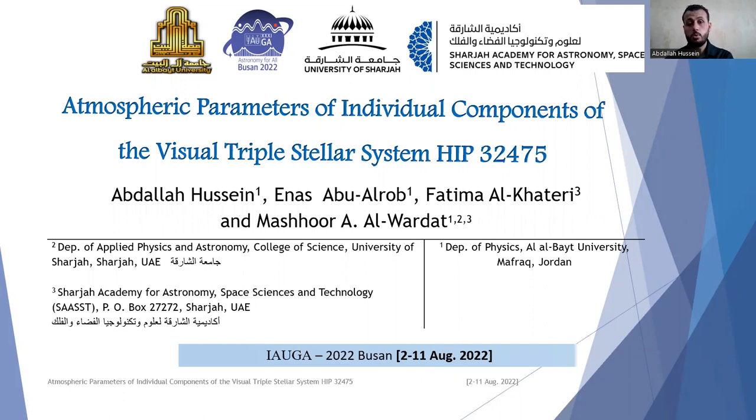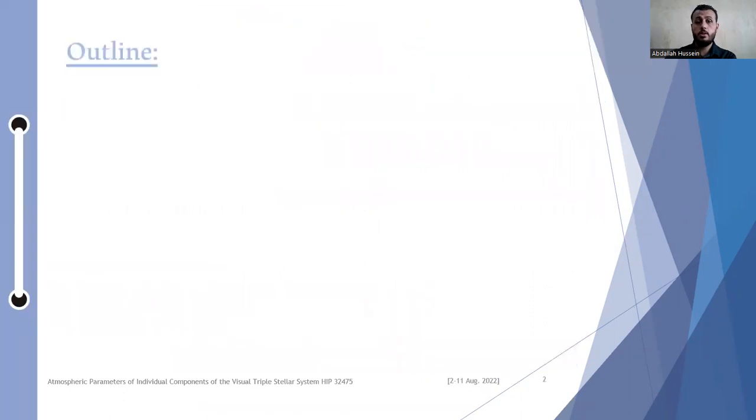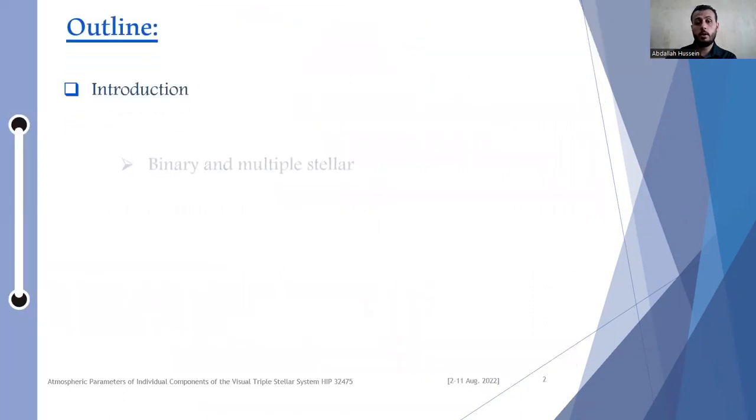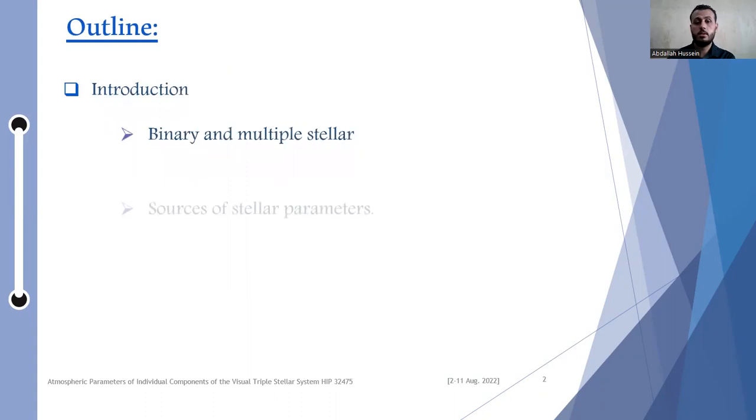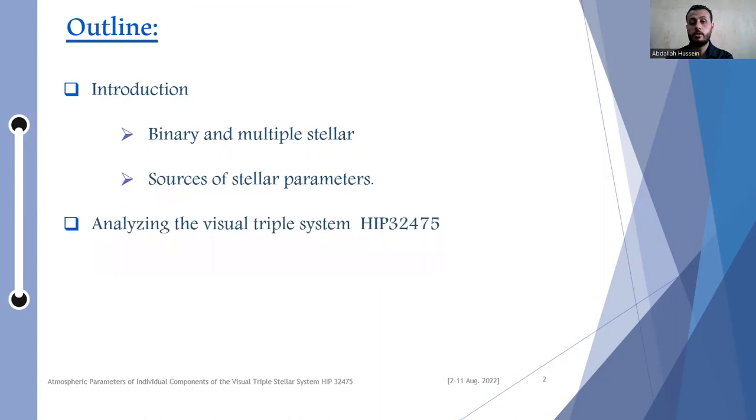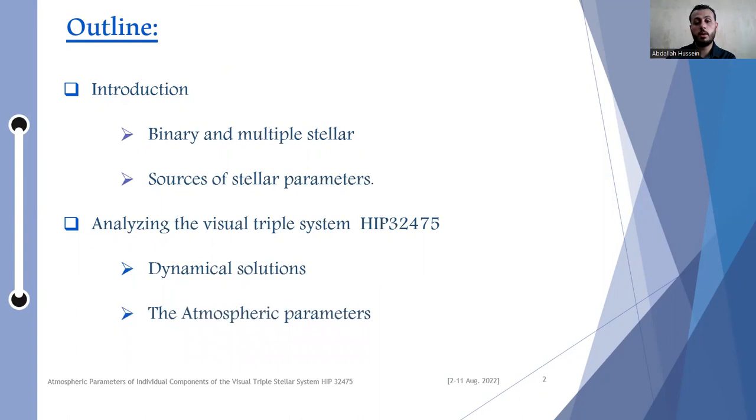In this talk, we will discuss the atmospheric parameters of individual components of the visual triple stellar system Hipparcos 32475. We will give an introduction about binary and multiple stellar systems and the sources of stellar parameters, and then we will analyze the visual triple system Hipparcos 32475. First, we will show the dynamical solutions and then the atmospheric parameters. Then we will give a conclusion.